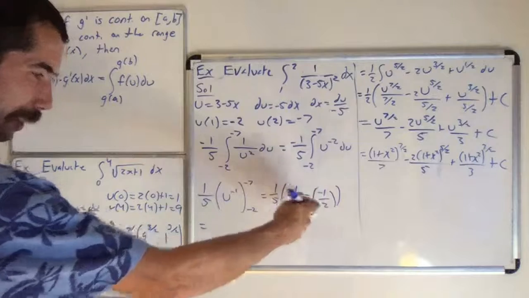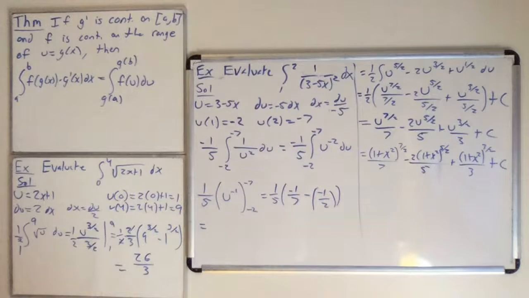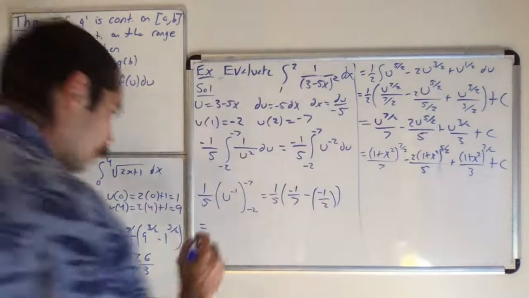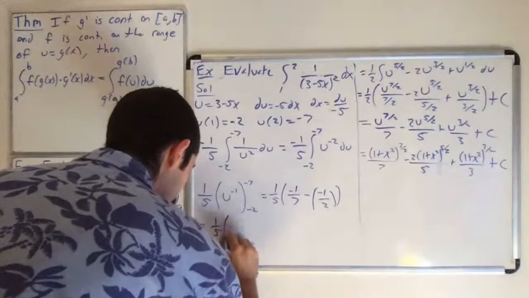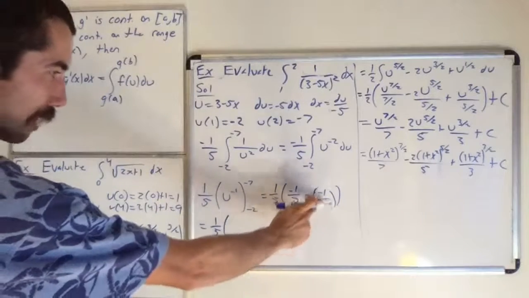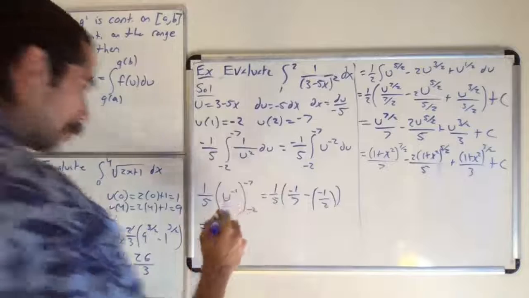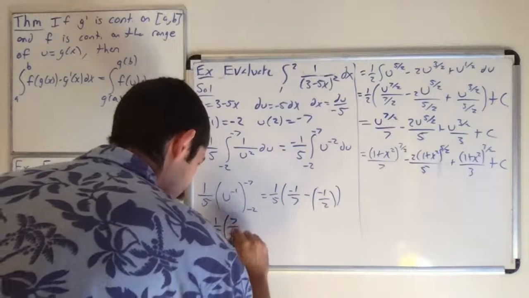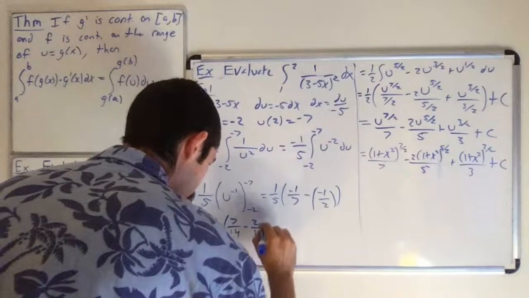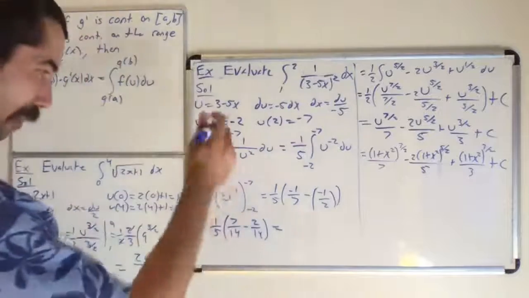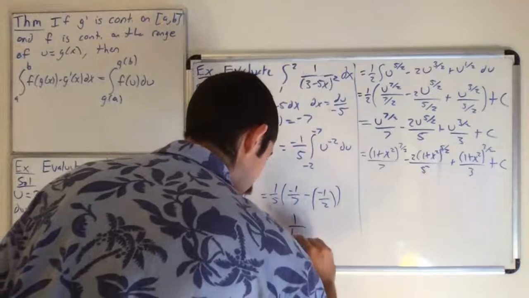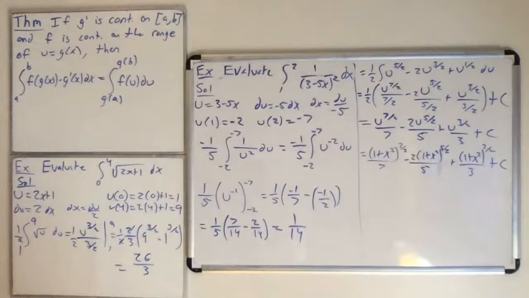So this would be a fine way to leave your answer, but if you want to clean it up a bit, it's 1/5 times 7/14 minus 2/14, which is 1/5 of 5/14, which is 1/14.